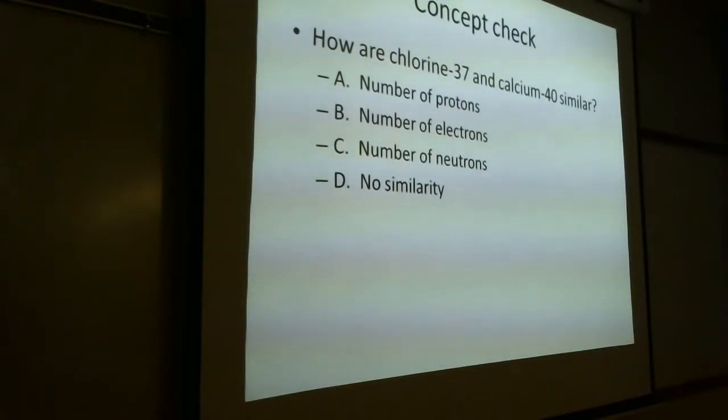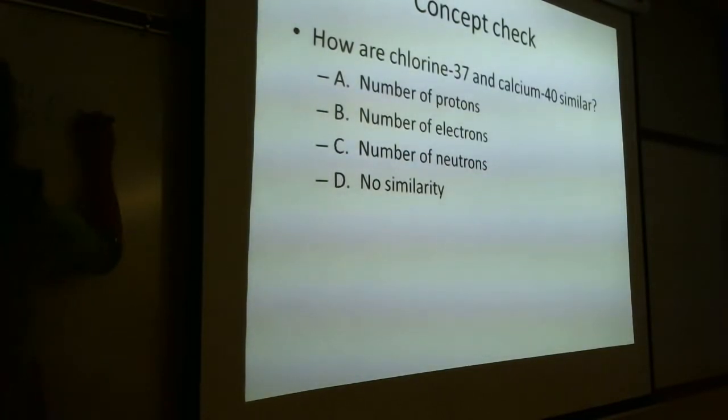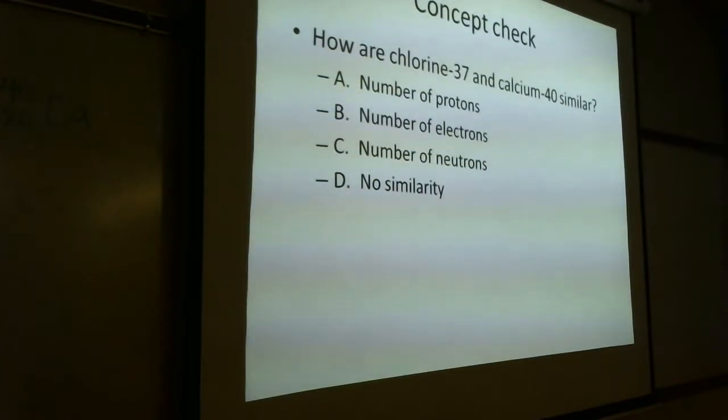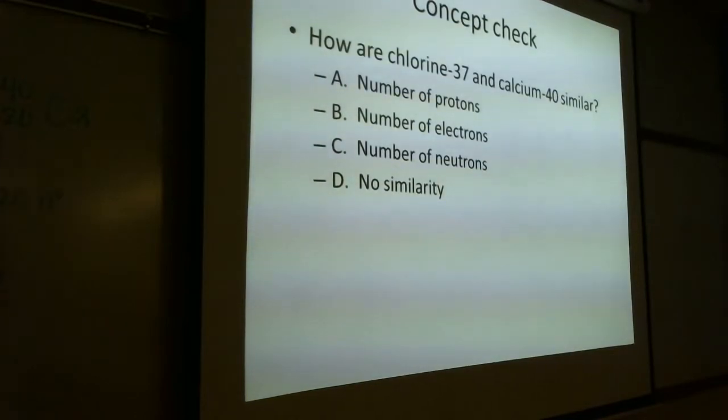40 goes on top or on bottom? On top. So 40 over, calcium on the periodic table? 20, right. Okay, so let's go through our options. Do they have the same number of protons? No, 17 versus 20. Do they have the same number of electrons? No, 17 versus 20. Do they have the same number of neutrons? Yes. Number of neutrons here is 20, right? 37 minus 17. Number of neutrons here is 20. 40 minus 20. So the answer here is C.